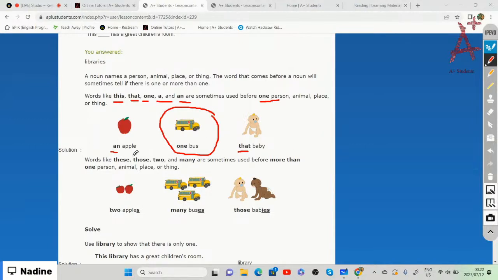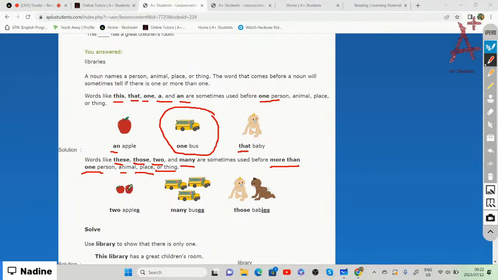But now, if we have words like these, those, two, and many, once they are used before a noun, then it basically refers to more than one person, animal, place, or thing. All right. And here we have examples.